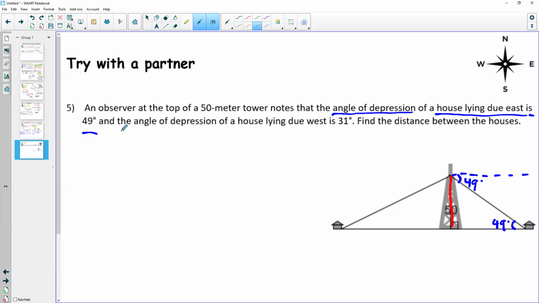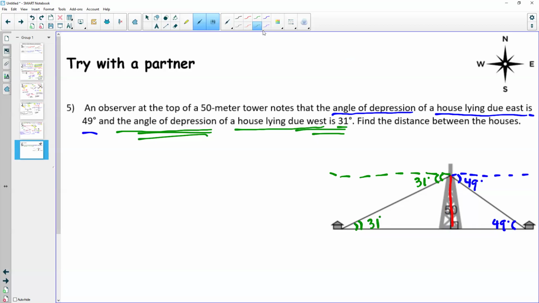And then it says the angle of depression of a house lying due west, west is to the left, is 31 degrees. So angle of depression to the house lying due west is 31 degrees. So the angle of depression to this house is 31 degrees. So remember, angle of depression is formed with a horizontal line and a downward line of sight. Here's your horizontal line. Here's your downward line of sight. The 31 should be located here. Now, if this is 31, this angle right here is 31, right?